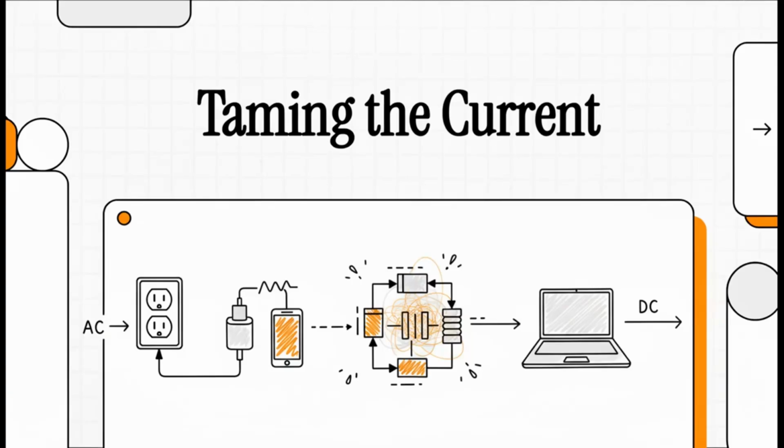Have you ever stopped to think about how the electricity from your wall socket, which is pretty chaotic, gets turned into the smooth, stable power your phone or laptop actually needs? Well, that whole journey from messy alternating current, or AC, to clean direct current, DC, is exactly what we're going to break down right now.